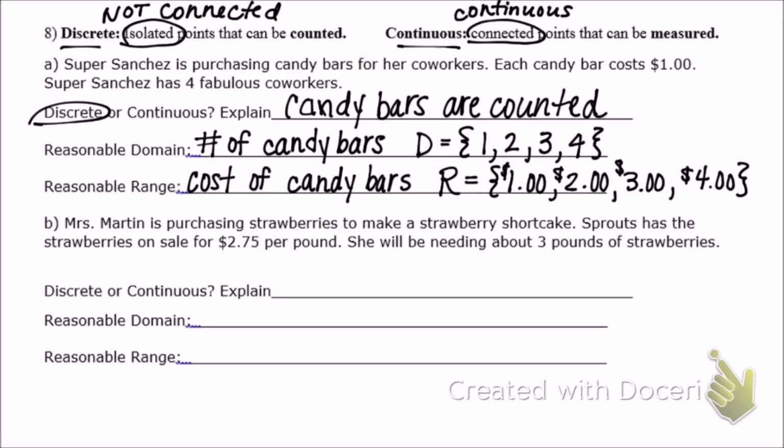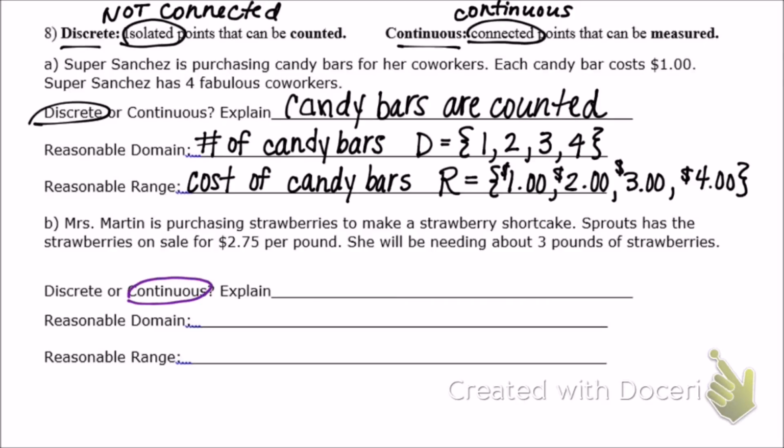Okay, in part B, Mrs. Martin is purchasing strawberries to make a strawberry shortcake. Sprouts has the strawberries on sale for $2.75 per pound. She will be needing about 3 pounds of strawberries. So discrete or continuous? This one is going to be continuous because strawberries are measured in pounds.